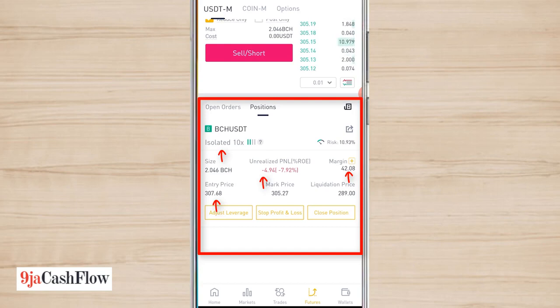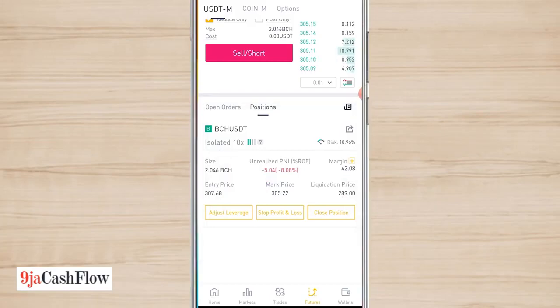If you scroll below, you see the liquidation price. If the price of Bitcoin Cash should fall from the current price, which is 305.22, to 289.00, I will lose all this capital. But I don't want to lose all this capital. So what I will do is set a stop profit or stop loss.